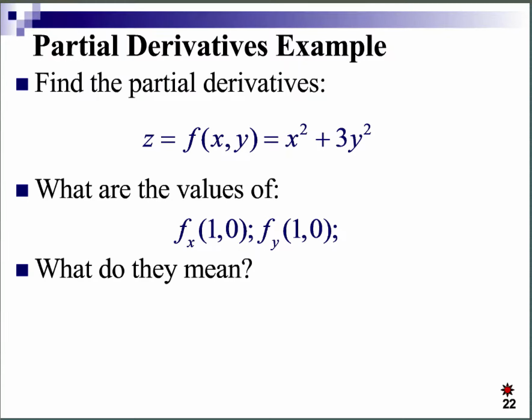So here's our first example. We're going to take the partial derivatives, plural, of the function z equals f of x y equals x squared plus 3y squared. Once we do that, we're going to find the actual numerical values of those derivatives at the point (1, 0), and then try to explore what they mean. So let's go ahead and take a look at this example first, and then we'll build up the examples in their complexity moving forward.